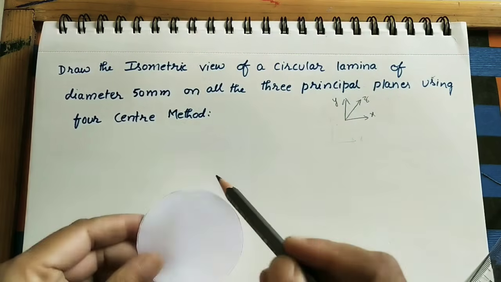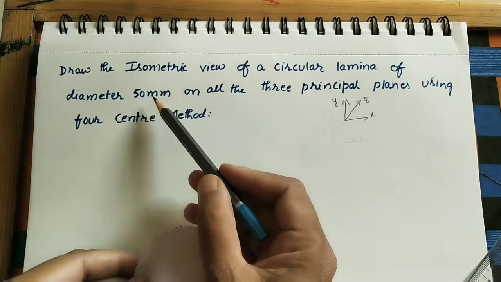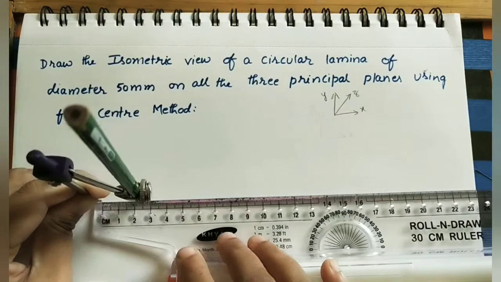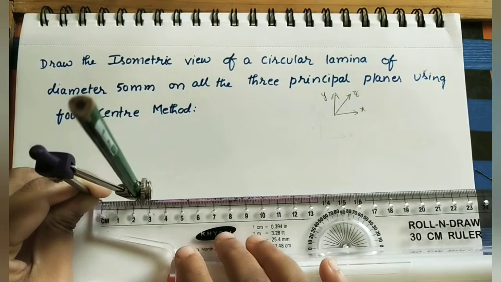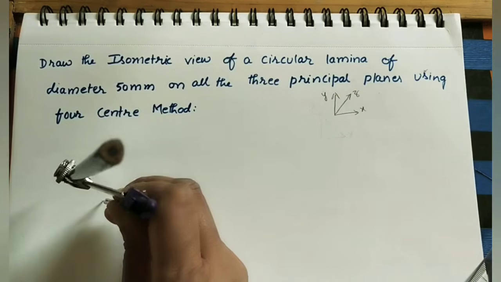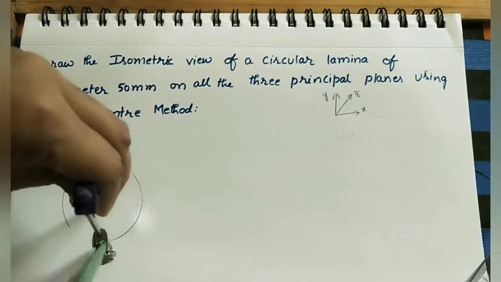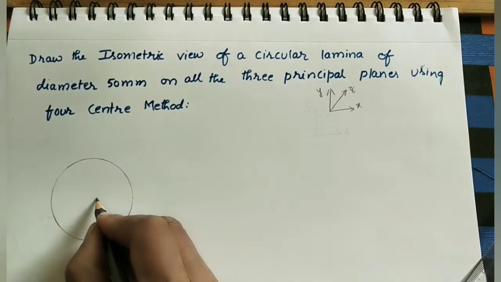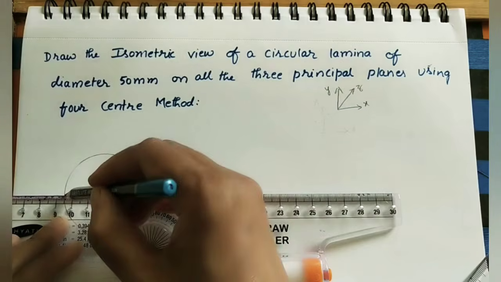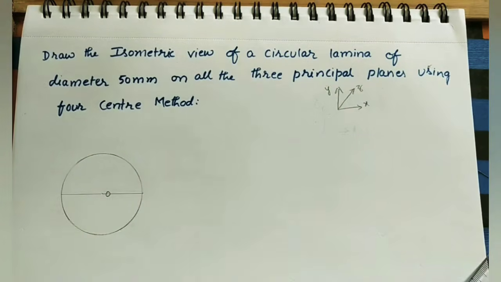Okay, let us do the circle here. What is the diameter of it? It is 50 mm. Take the radius as 2.5 centimeter. By using a compass, I am taking the radius as 2.5 centimeter. Let us do one circle here. Take any one of the points as center. Take this as the center. Here do the horizontal diameter. Again do the vertical diameter.